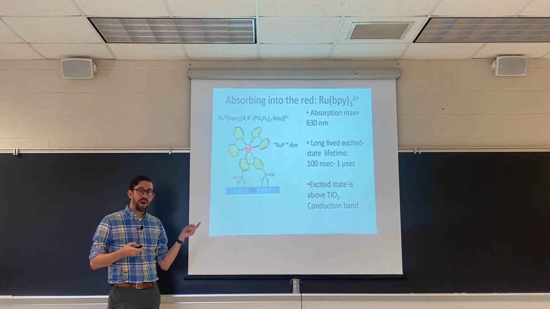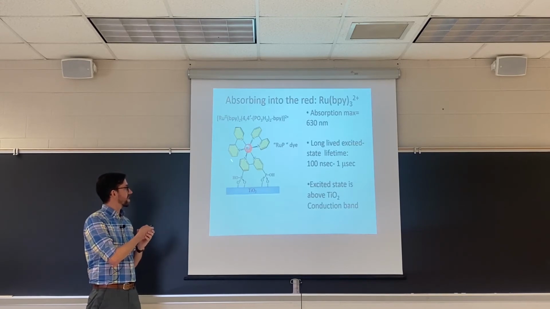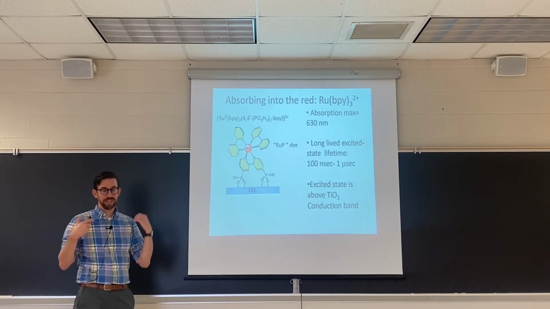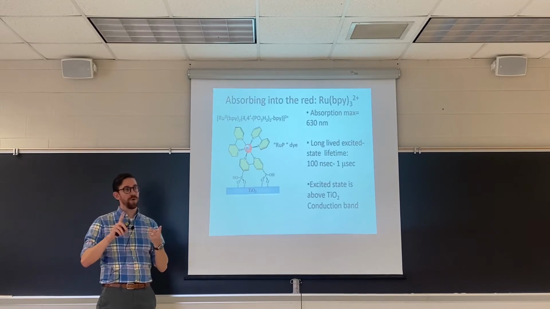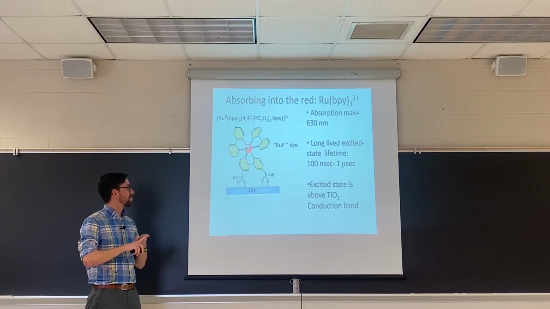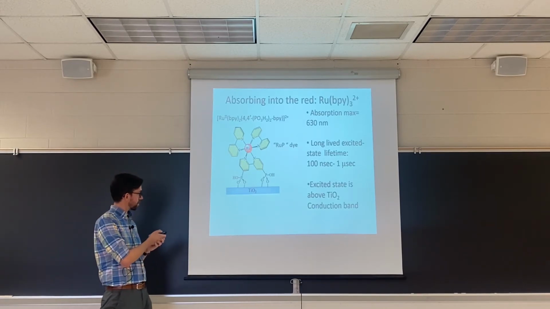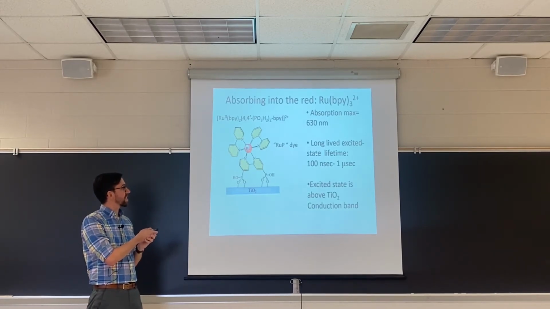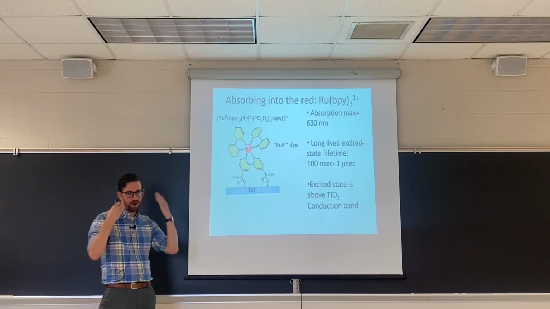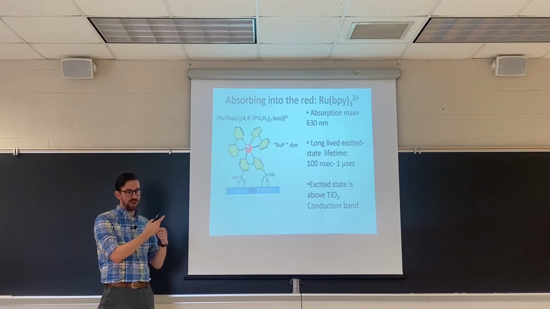In grad school, whenever I was learning about this process, we were using these inorganic dyes that had a ruthenium center. These inorganic dyes are very stable. They have a long lifetime, and they're very efficient. They absorb around 630 nanometers, so they have this bright orange color. They have a long-lived excited state, so once they are excited, they're excited for 100 nanoseconds to 1 microsecond. So you have a long time.